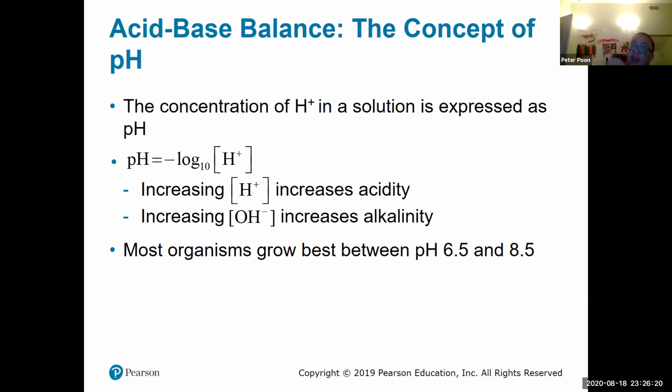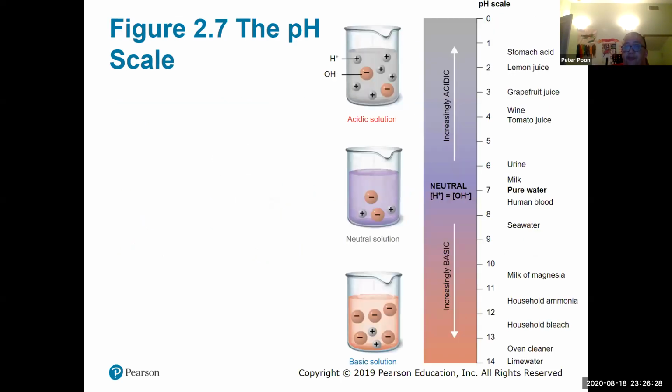Anything below 7 is an acid. Anything above 7 is a base. 7 is by definition neutral. As you go up here, they become stronger and stronger acidic. Now they become basic.